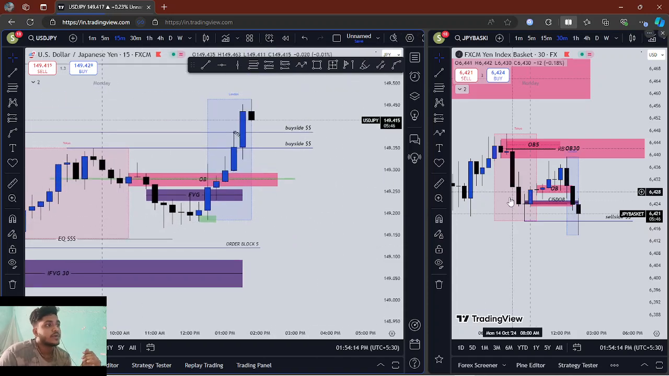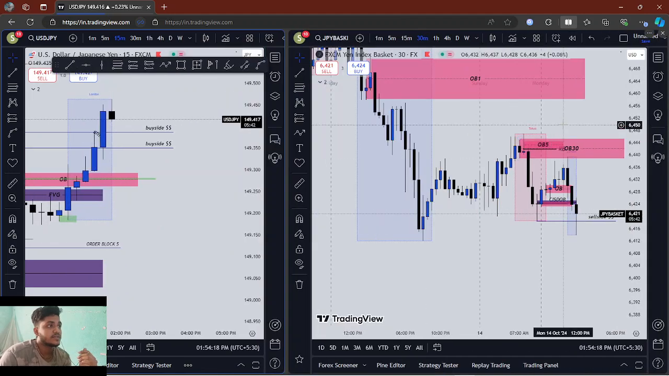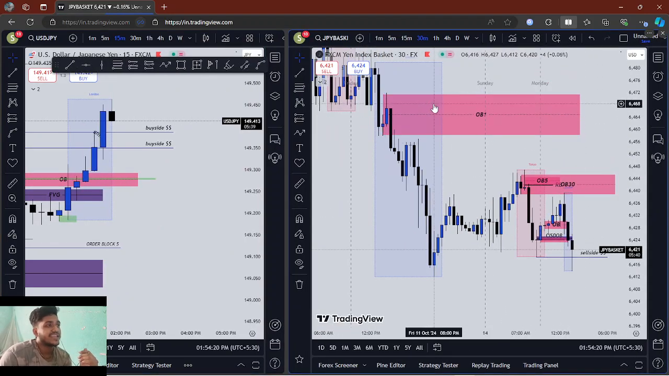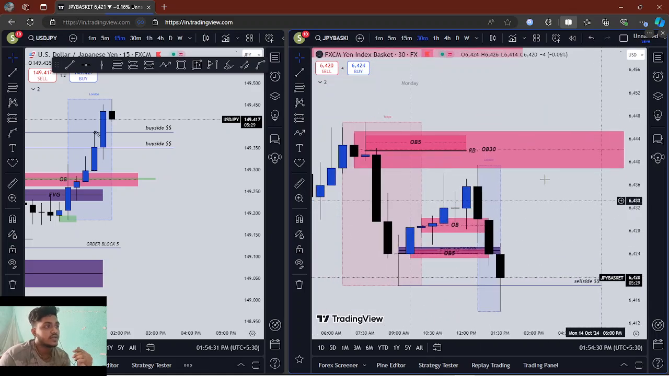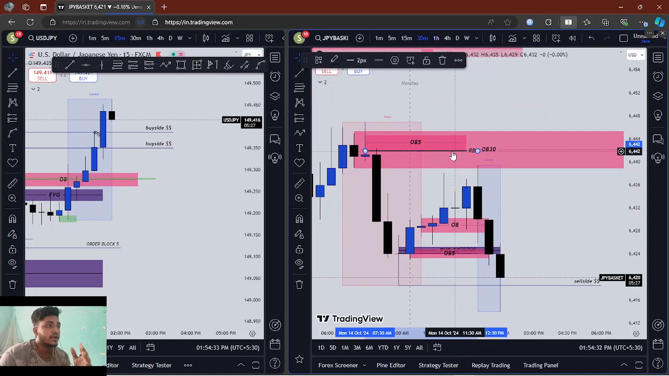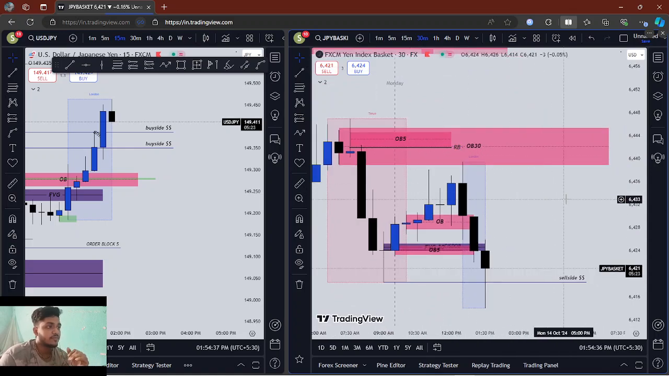Then I went to my correlated pair. I use this JPY basket here, and I did the same: 1 hour, 30 minute, 15 minute, marked the points of interest, and refined them all together. Then I had this final result here. I had this 5 minute order block, a rejection block on the 5 minute, and this 30 minute time frame order block.